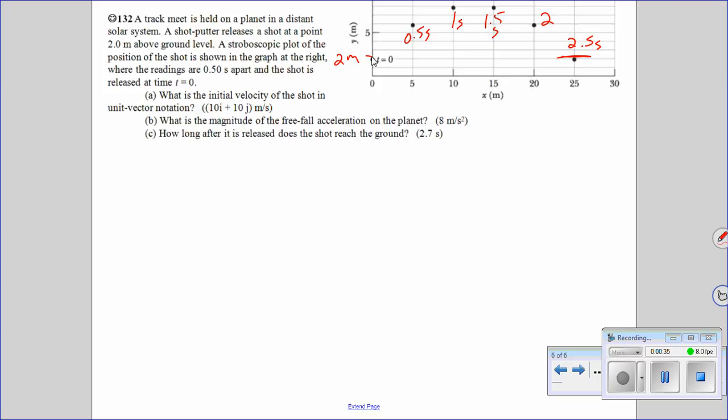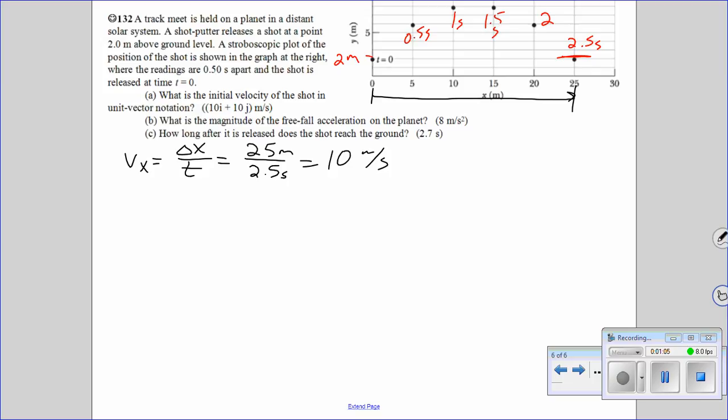So at that point, our vertical displacement is 0. Okay? So we're trying to find the velocity in unit vector notation. Finding Vx is pretty easy, because what this picture is showing me is that the shot put traveled horizontally a distance of 25 meters in 2.5 seconds. So my horizontal velocity is just the horizontal displacement divided by the time, right? Because our horizontal velocity is constant. So 25 meters over 2.5 seconds is 10 meters a second.